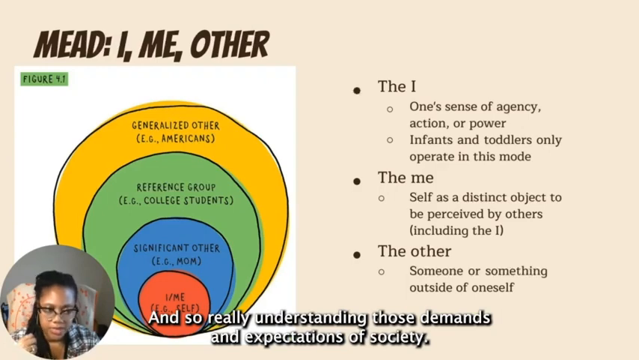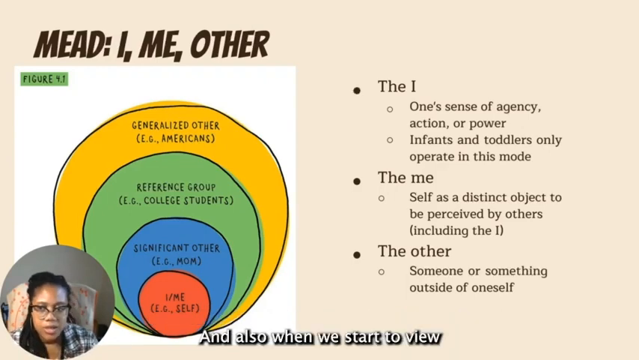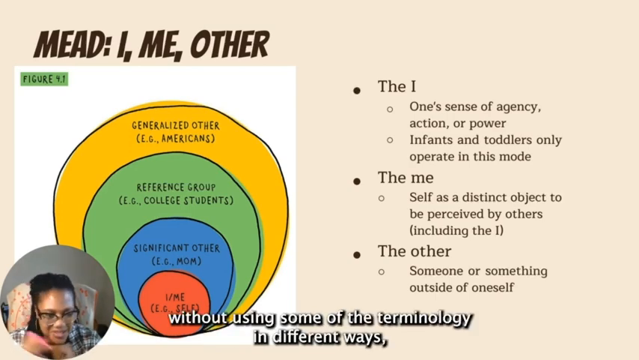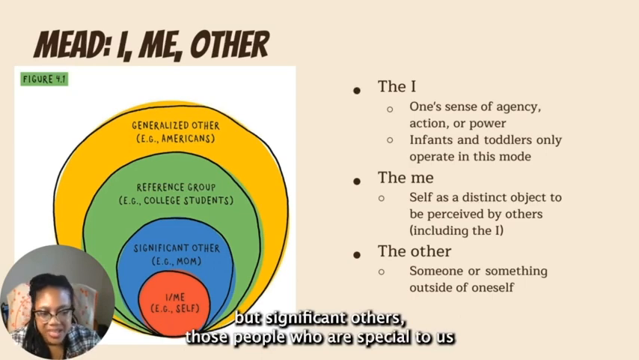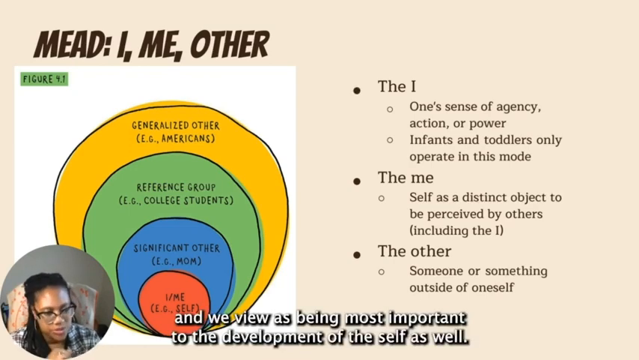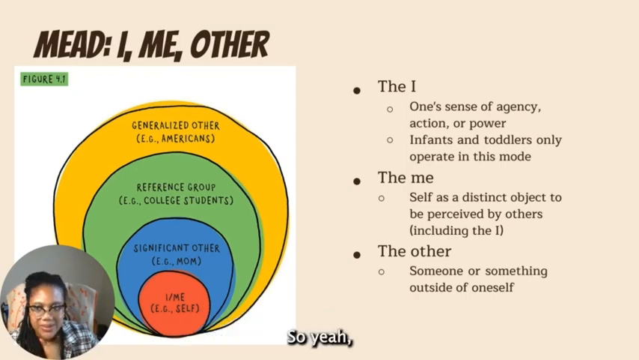And so really understanding those demands and expectations of society. And also when we start to view others, it's hard to have this conversation without using some of the terminology in different ways. But significant others, those people who are special to us and whose care, whose affection and approval we especially desire and we view as being most important to the development of the self as well. So, yeah.